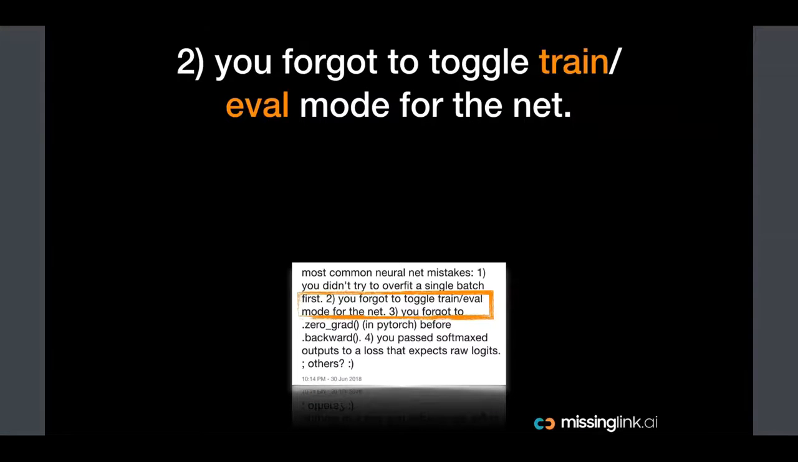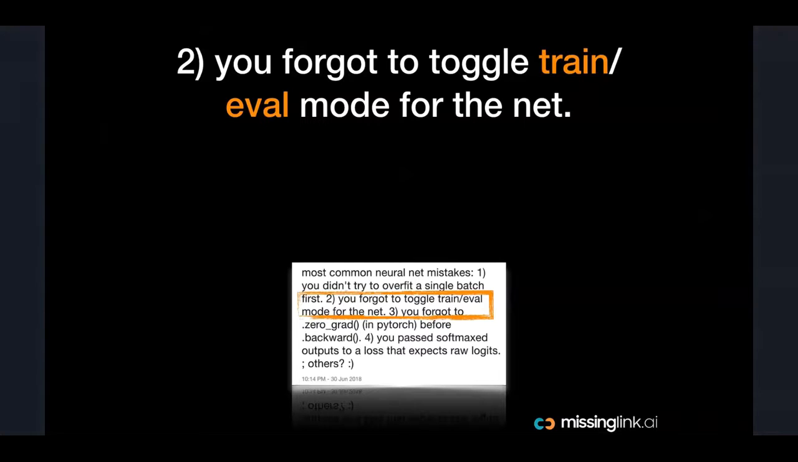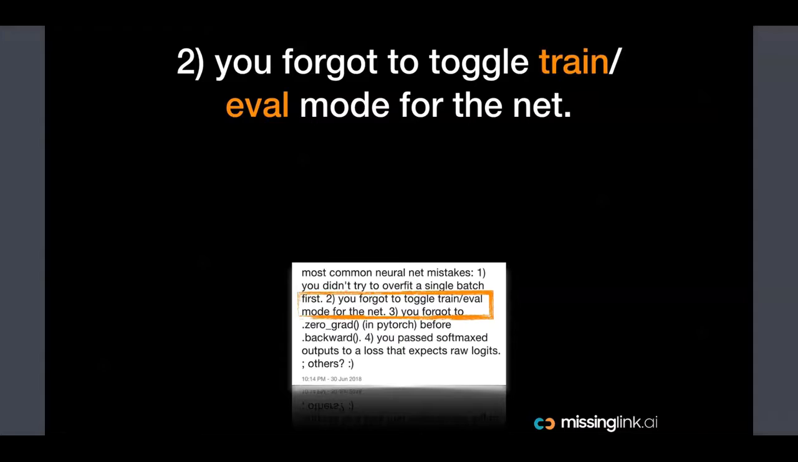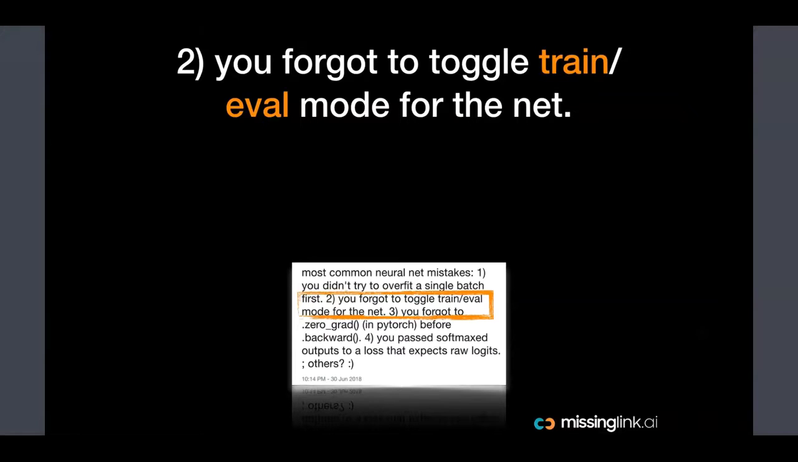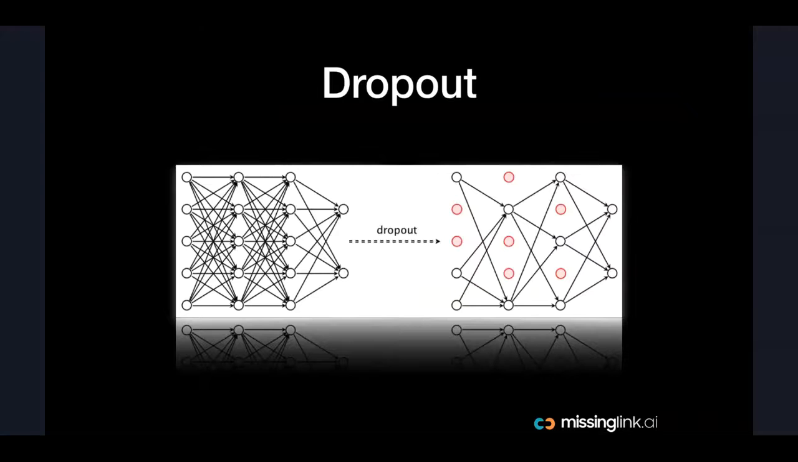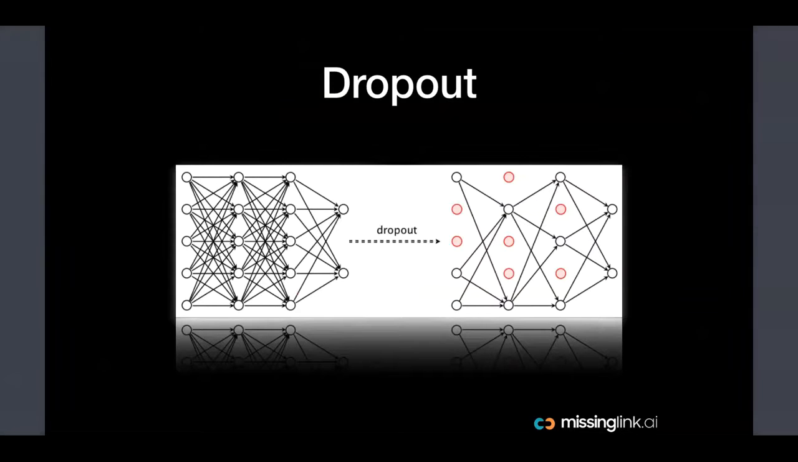I want to jump right back into the next most common mistake. Number 2: you forgot to toggle train or eval mode for the net. So why does PyTorch care whether we're training the model or evaluating? Why do we have to toggle between these different modes? A big reason for that is dropout.